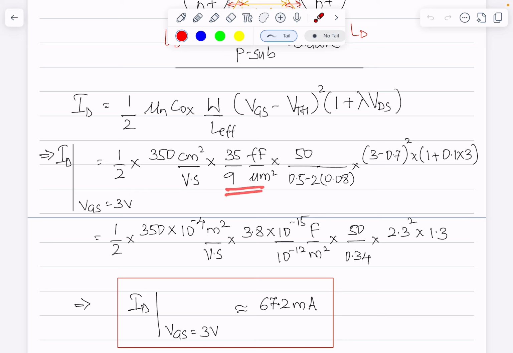Alright, so this is just mu n, and Cox, the way we calculate Cox again is 35 over the Tox, and Tox for NMOS is 9 nanometer. So you don't write 9 nanometer here again. It's just 35 over 9 femtofarad per micrometer square. Then 50 over, it's W over L effective.